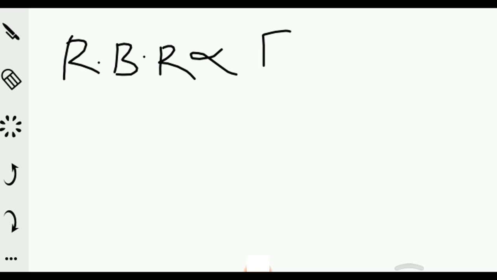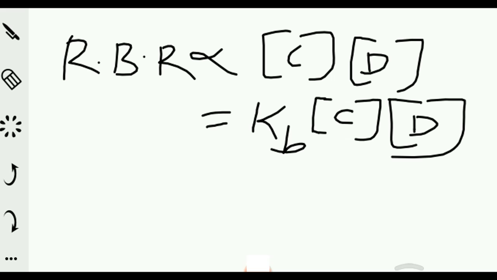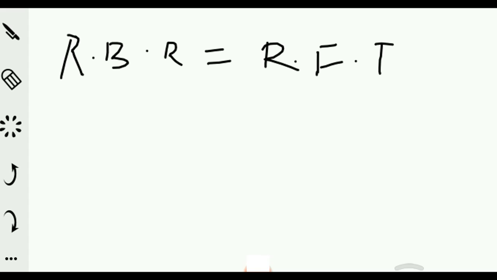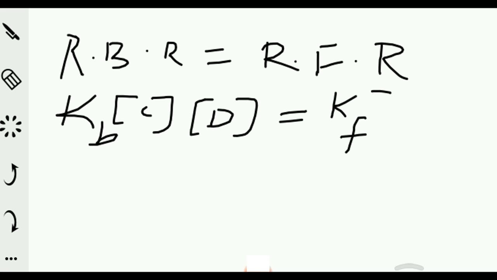Similarly, we can write it for the backward reaction. The rate of the backward reaction is directly proportional to the concentration of C into the concentration of D, that is equal to Kb into concentration of C into concentration of D. At equilibrium, the rate of the backward reaction is equal to the rate of the forward reaction, that is Kb into concentration of C into concentration of D is equal to Kf into concentration of A into concentration of B.